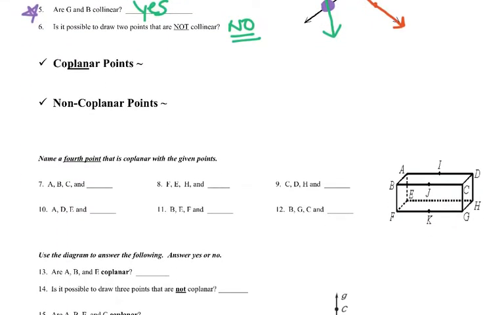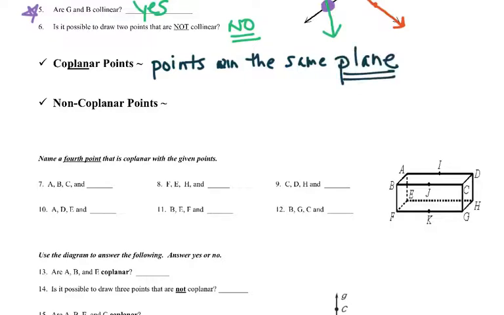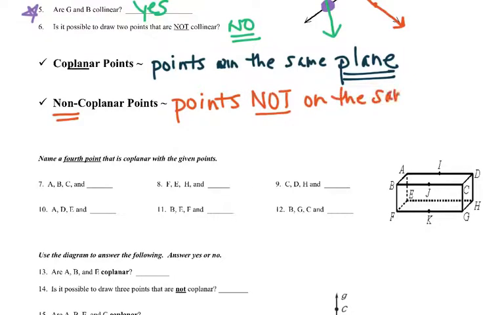Now we move on to coplanar and non-coplanar. Just like you may have guessed, the word plane is in coplanar. So coplanar points are points on the same plane. Coplanar points are on the same plane. What do you think about non-coplanar points? You're right, non-coplanar points are not on the same plane.